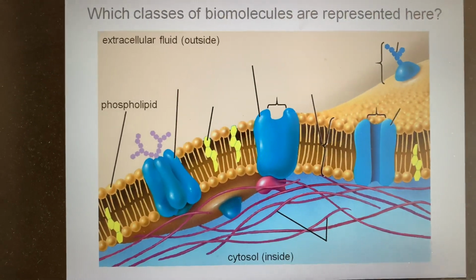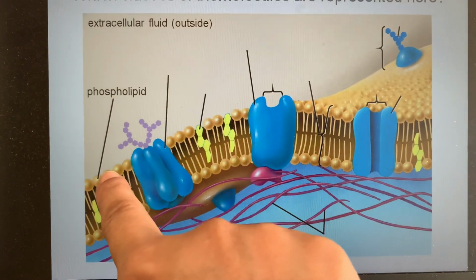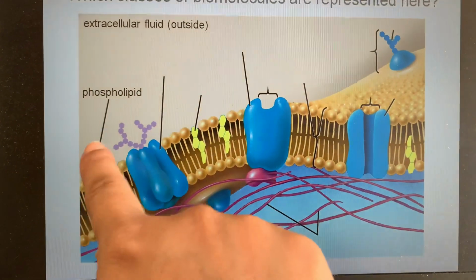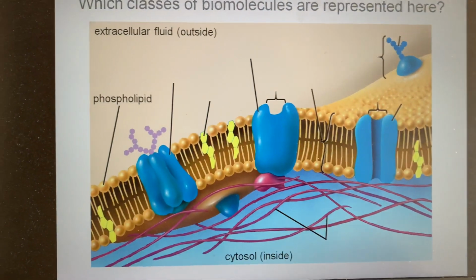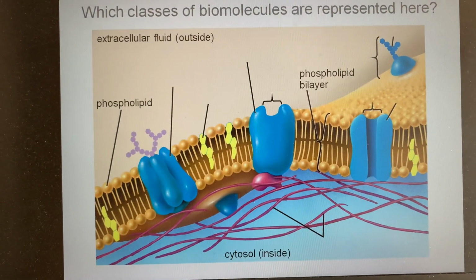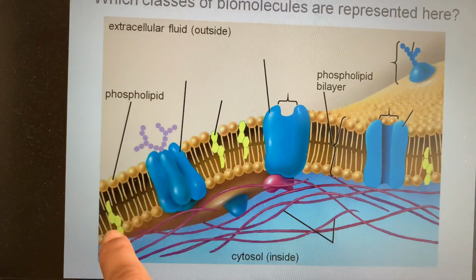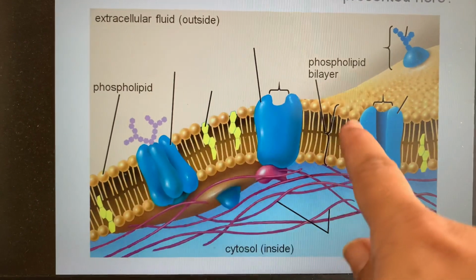So phospholipids are here. Hydrophobic ends are inside and hydrophilic ends are outside. They are facing water, cytosol inside and extracellular fluid outside. And this constitutes the whole assembly known as the phospholipid bilayer.